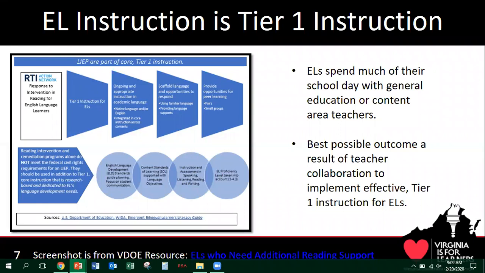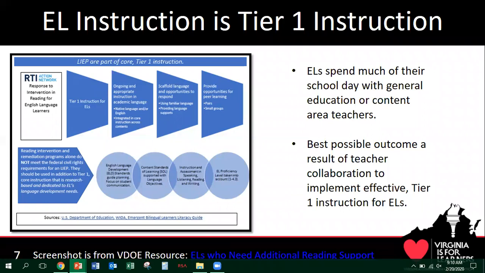Here is just a screenshot. I don't expect you to be able to read all of the information, but when this is posted, the graphic itself is hyperlinked, as well as the source listed at the bottom. This is something that I've been able to create based on research from different areas of making sure that our EL instruction is part of core instruction. It is tier 1. This is not something that is provided as an intervention. This is something that all students would need.